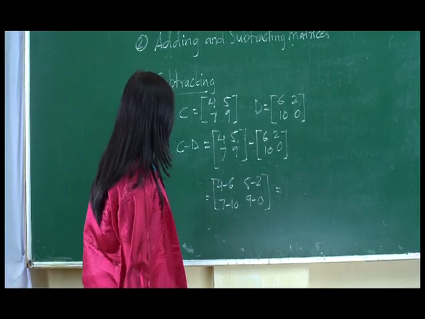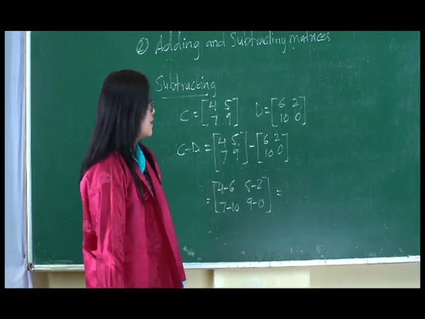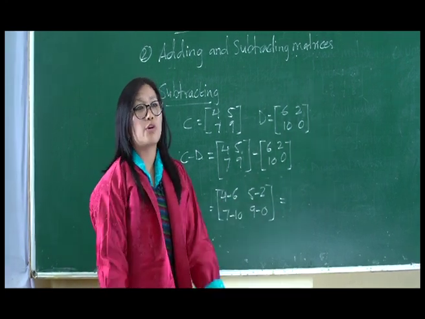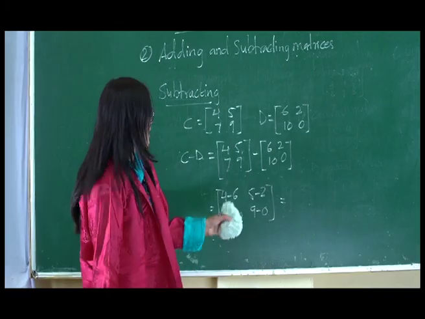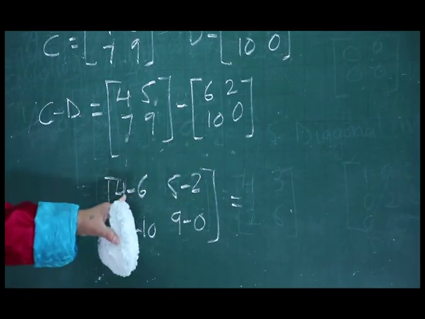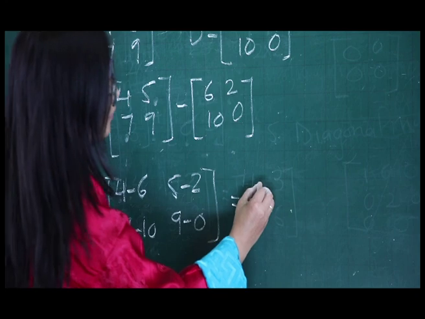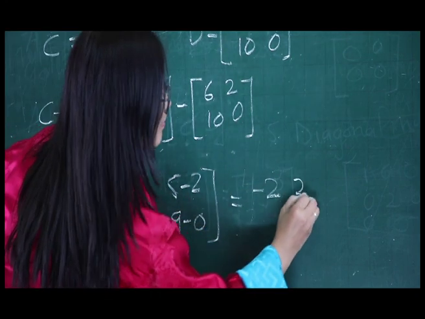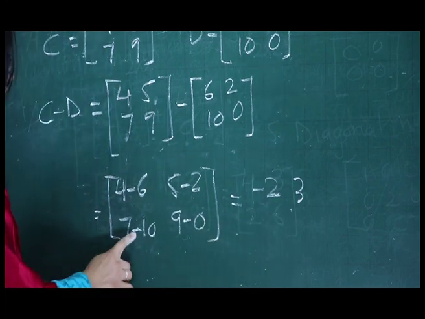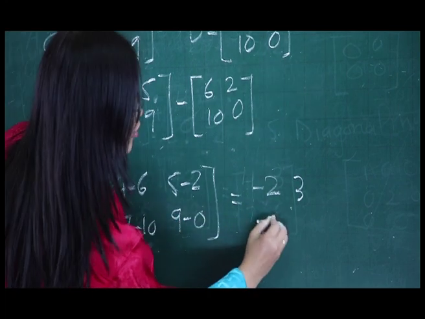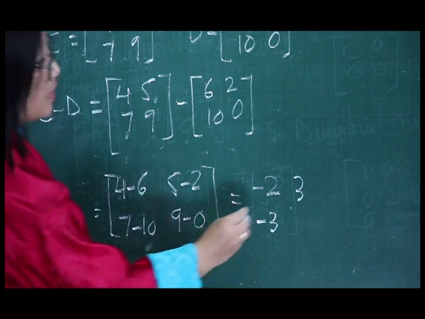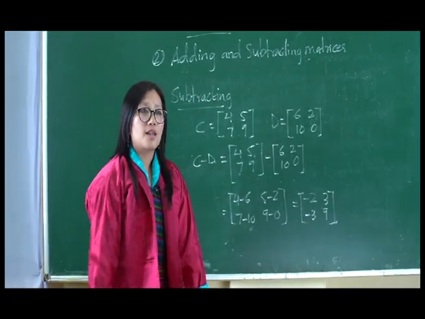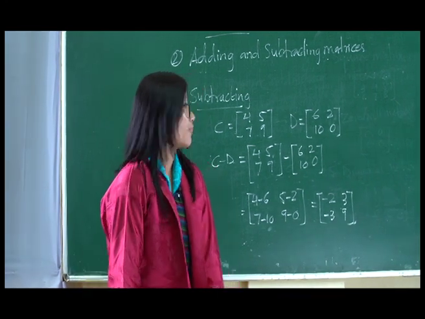Now here comes the point regarding the sign in the matrix. When we subtract a bigger number from a smaller number, the sign will always be negative. So 4 minus 6 will give you negative 2. 5 minus 2, 7 minus 10 will be negative 3, and 9 minus 0. So this is how you subtract matrices.